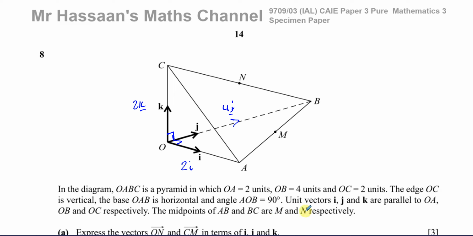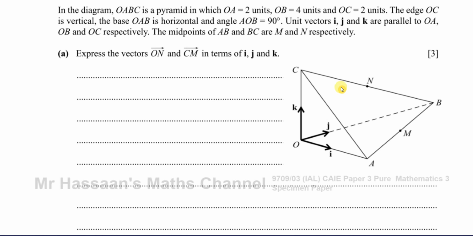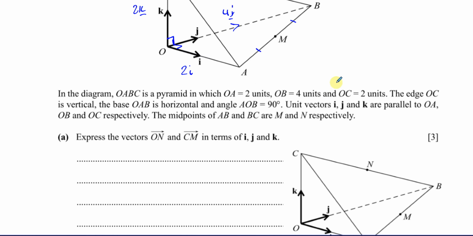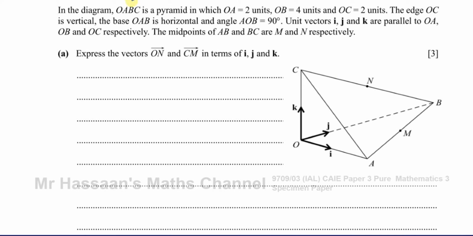So the midpoints of AB and BC are M and N respectively. So these are the midpoints. That cuts that in half, and that cuts that in half. It says express the vectors O to N and C to M in terms of I, J, and K. I'm just going to copy this information. So we've got this is 2K from O to C, and this is 2I from O to A, and this is 4J from O to B.